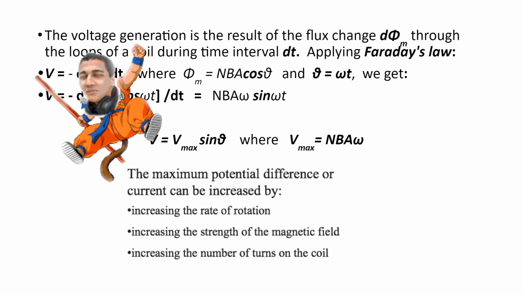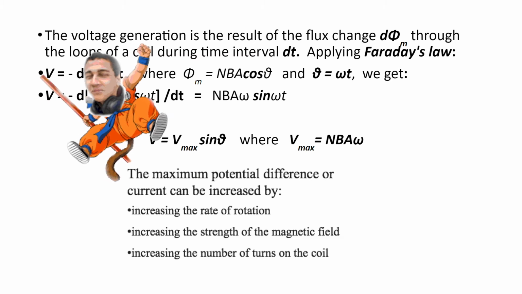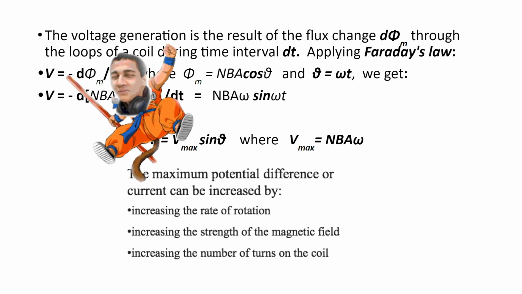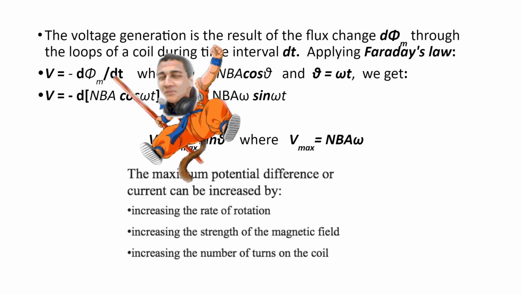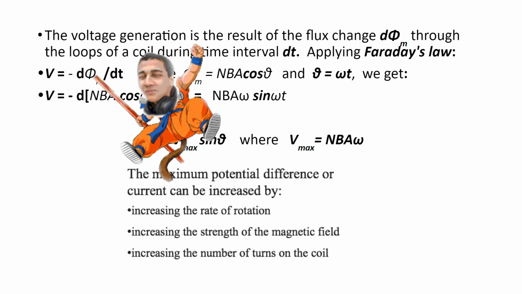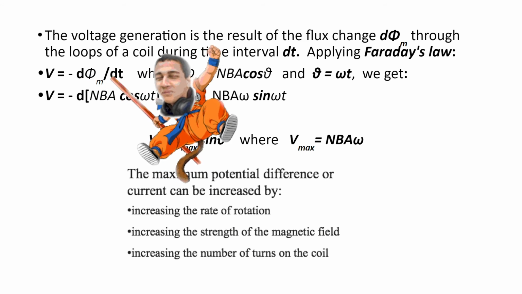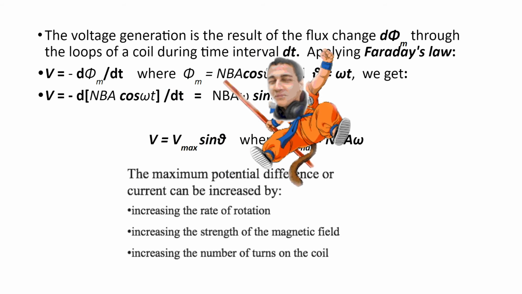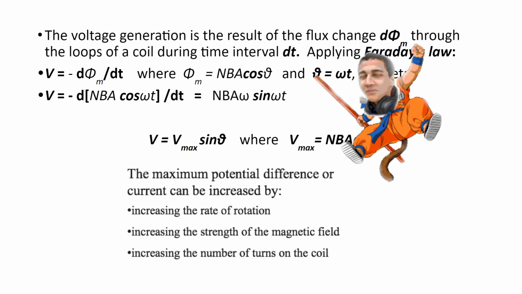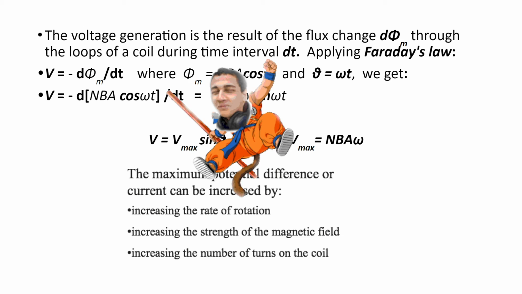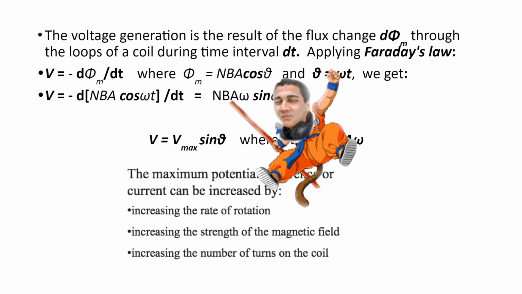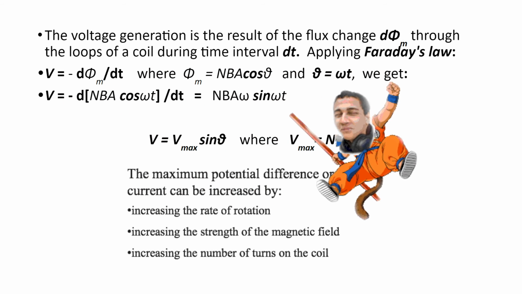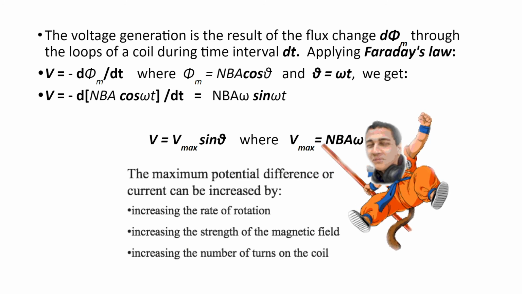The induced voltage is a result of the magnetic flux change through the N loops of the coil during time interval dt. Applying Faraday's law, the voltage is the first derivative of magnetic flux, where magnetic flux equals NBA cosine theta. Making use of angular speed, theta equals omega times t. We get the induced voltage equal to NBA omega sine omega t. The maximum voltage produced by the generator equals NBA omega.